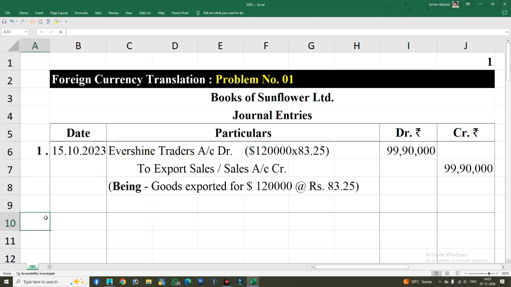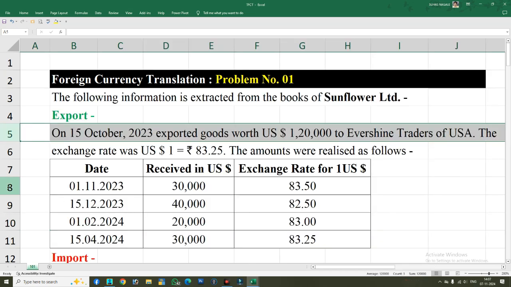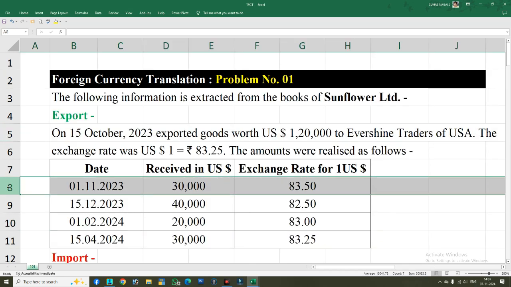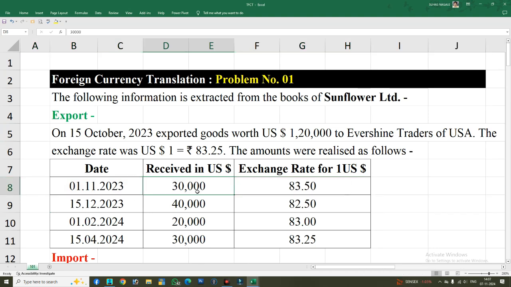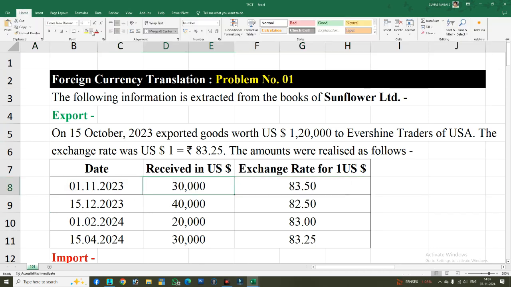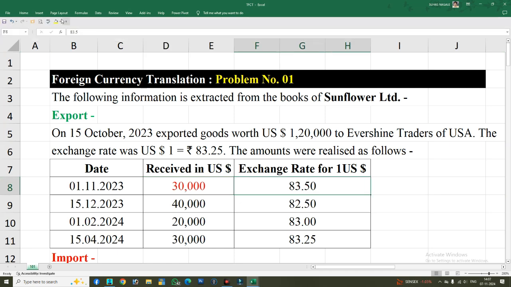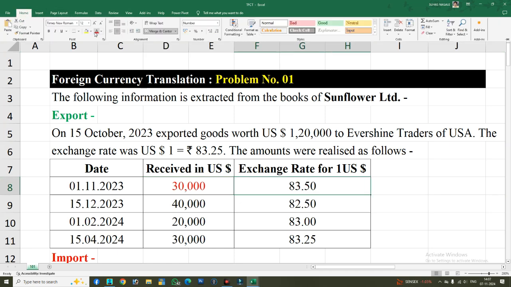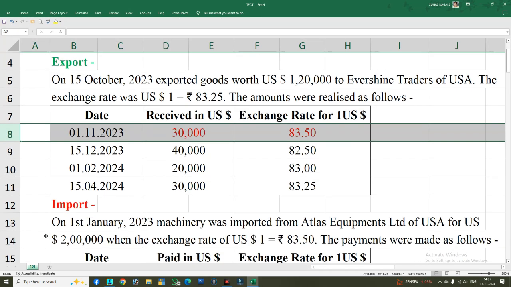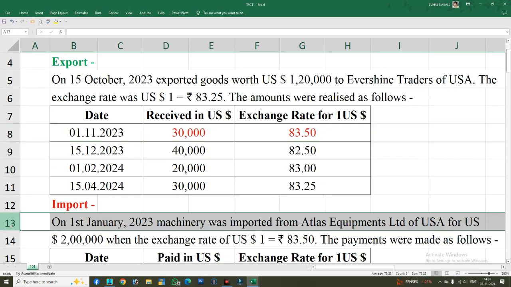Then entry number 2, we have to see as per the given information. Next date is 1st November 2023, received $30,000 and exchange rate 83.50. This is the next transaction. In case of import, the next transaction date is 1st January 2023.